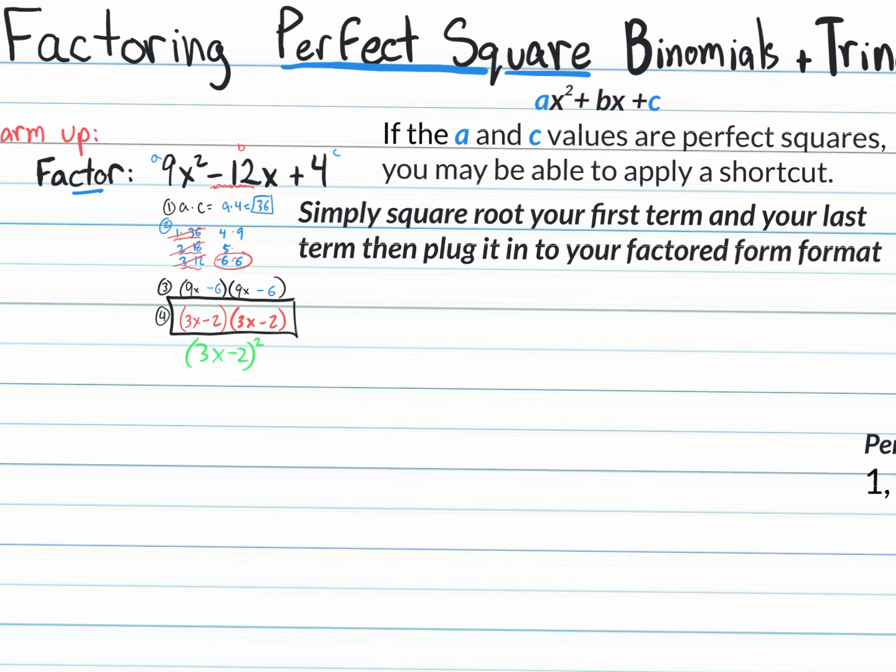That's the meat and potatoes of today's lesson, all right? So check this out. Right here we have a 9x squared, and we have a 4. Are these perfect square terms?